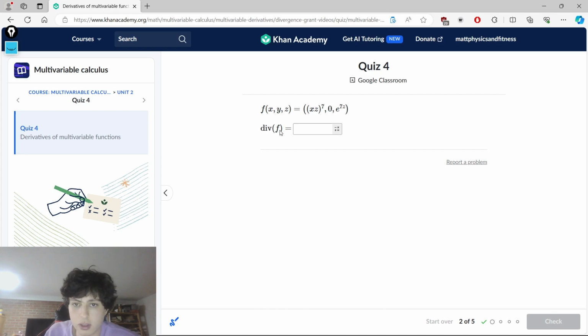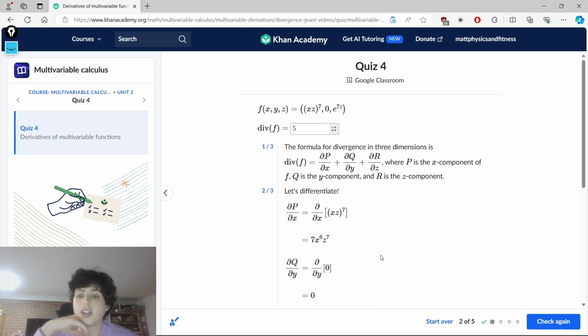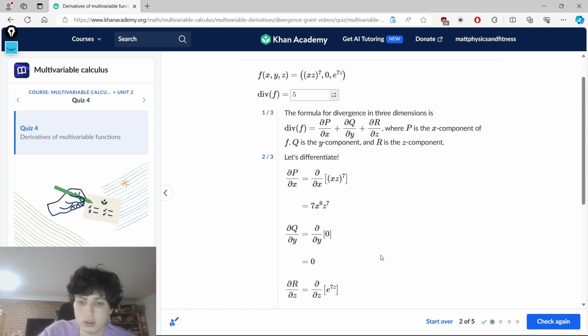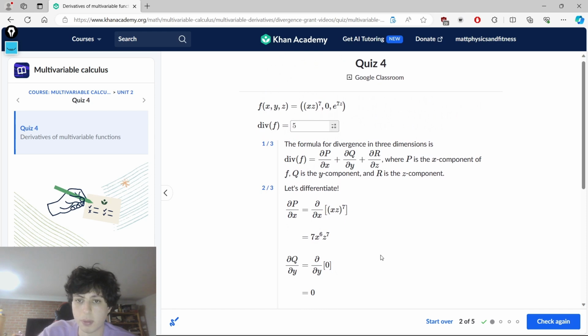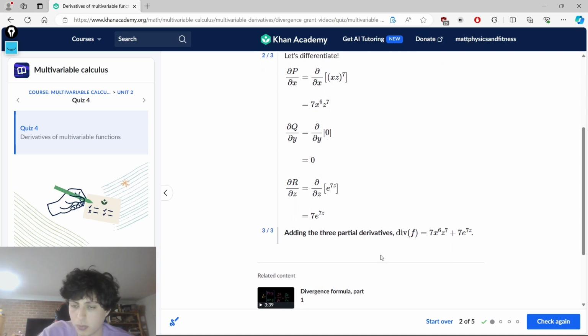Yes, something I don't know. Div of F. I don't know. Check. The formula for divergence in 3 dimensions is dP/dx plus dQ/dy plus dR/dz, where P is the x component of F, Q is the y component, and R is the z component. That makes sense. So you take the partial derivative, but only of the respective components. I can do that.